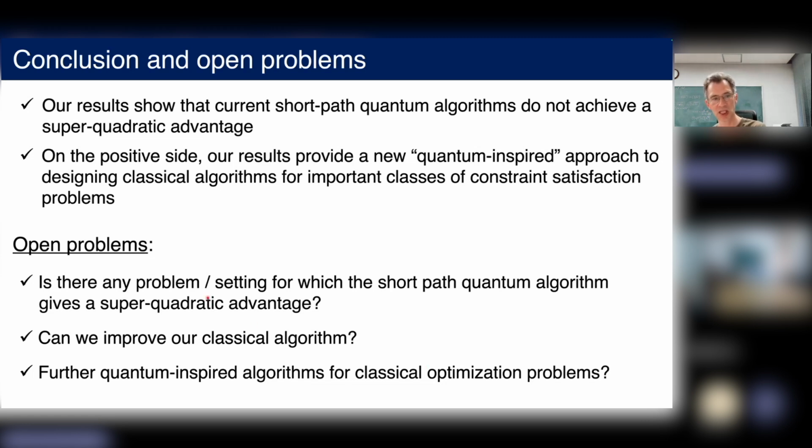And as open problems, maybe one of the most important ones, at least from the perspective of quantum computing, is to see if there is a problem or setting for which we can still get a super quadratic quantum advantage using this short path quantum algorithm. The second thing, of course, it will be interesting to see how much we can further improve our classical algorithm. And more broadly, we can think about how to design further quantum-inspired algorithms for classical optimization problems. Okay, so I will stop here.